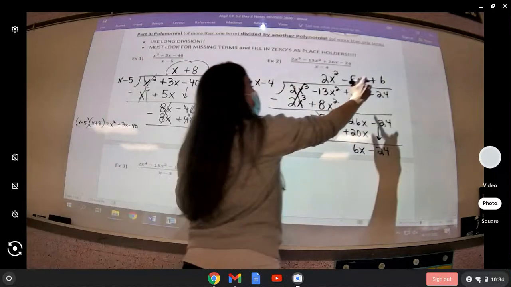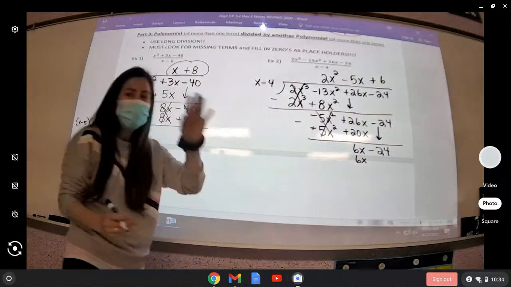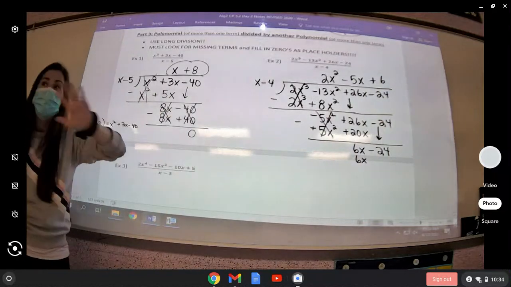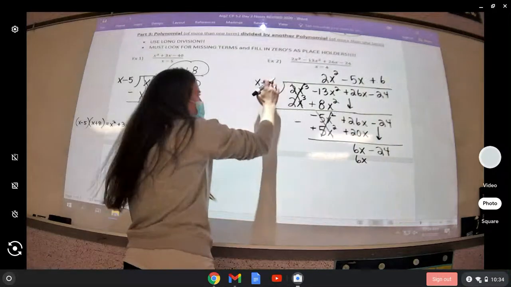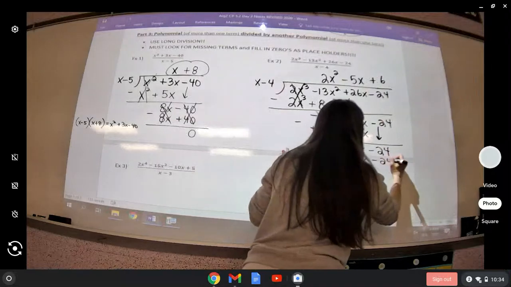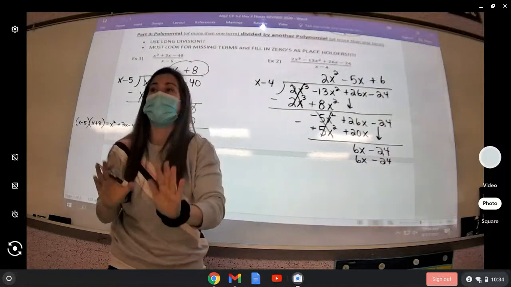All right, let's multiply it in. 6 times x is 6x. See how that matches? It's beautiful. That had to match. If we didn't, we got to go back and start over. All right, 6 times negative 4 is negative 24. These ones didn't have to match. It's just amazing when they do.